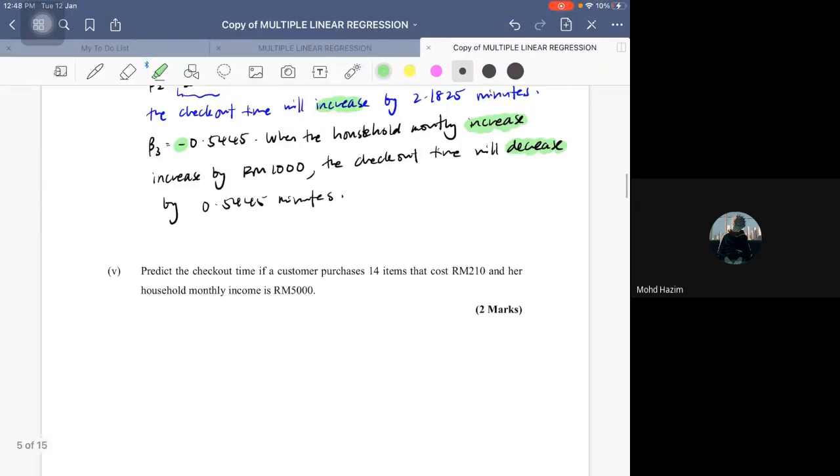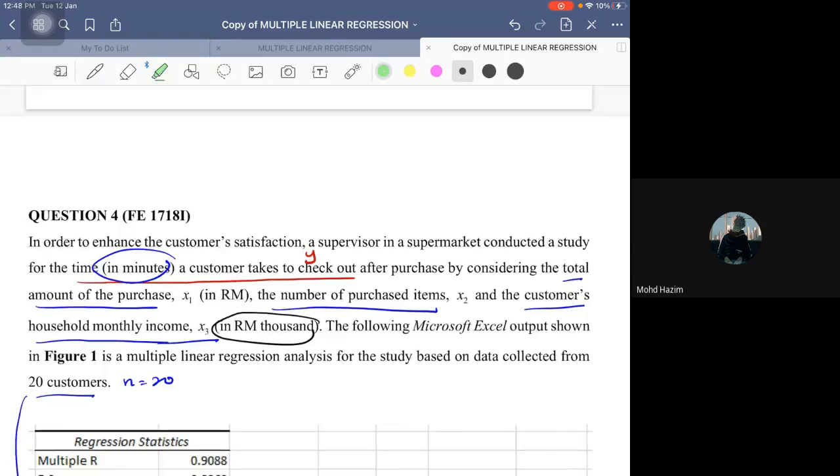And the last one, the question asks you to predict the checkout time. So if a customer purchased 14 items, the cost is going to be 210, and the household monthly income is given by 5,000. And again, you have to be very careful here, because item is just item, how many things that you buy. So it's going to be 14, and the cost is going to be, if we refer back to the question, what is the unit for the cost? The unit for the cost doesn't really matter because it's just going to be in RM. But for household monthly income, the unit is going to be in RM 1000.